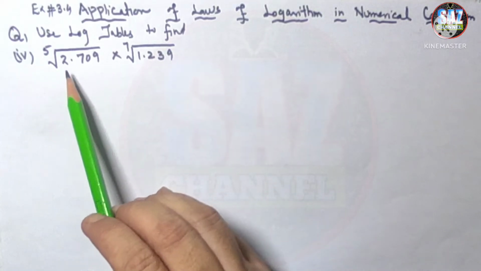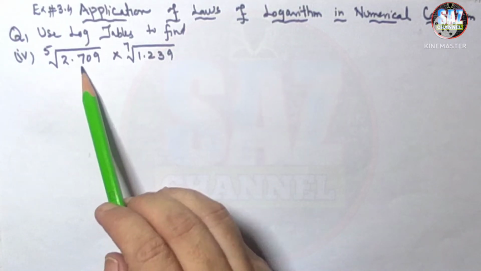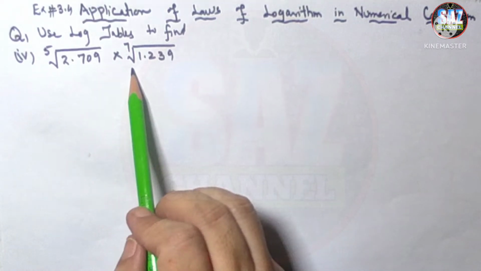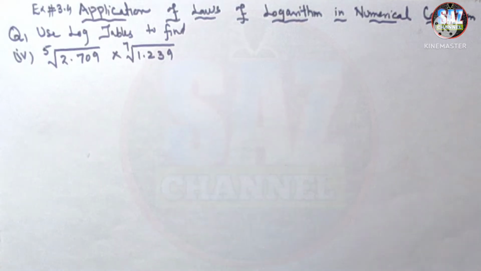Fifth root of 2.709 multiplied by the seventh root of 1.239. Okay, recall my previous lessons: what to do and how to solve these questions, and what is the first step to solve all these questions.